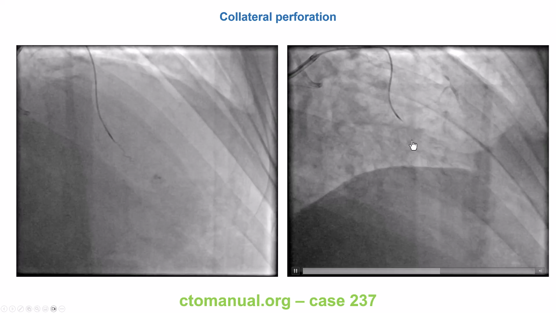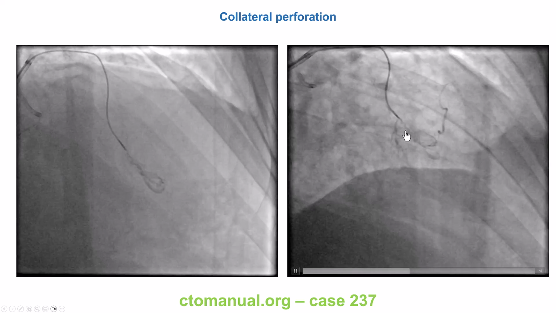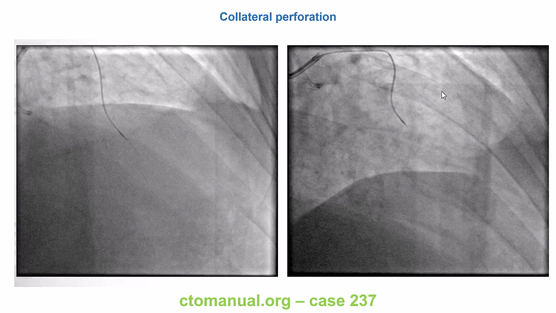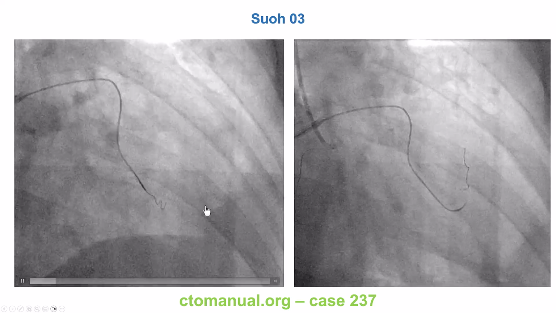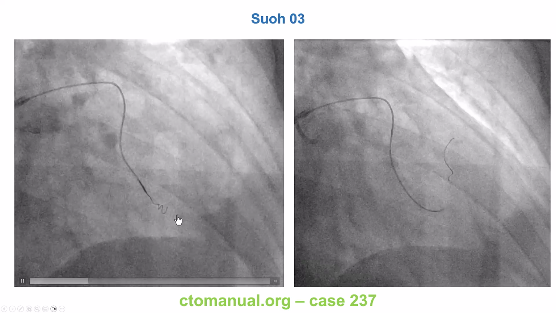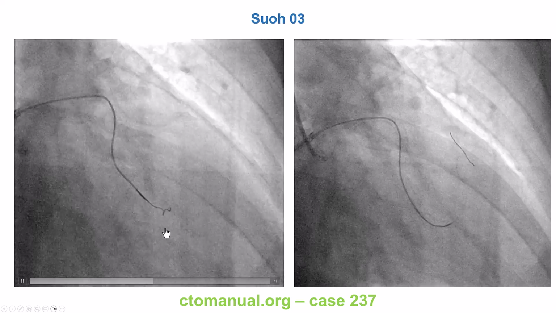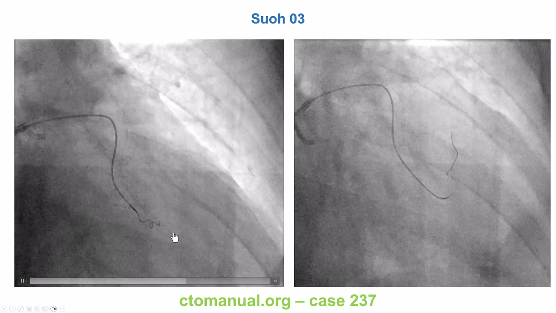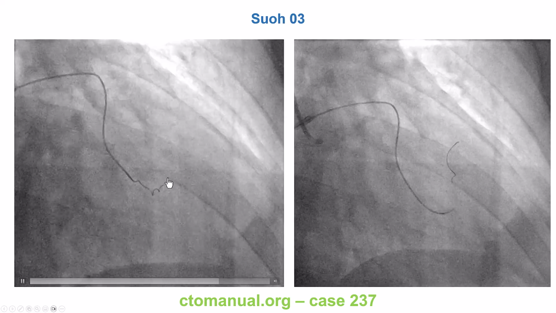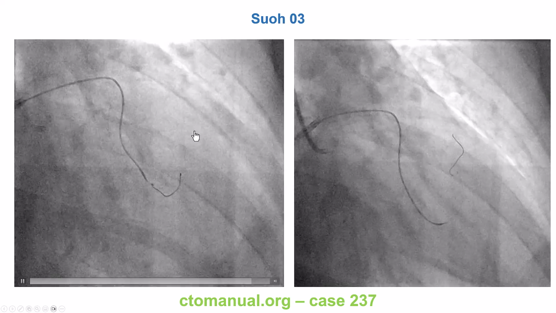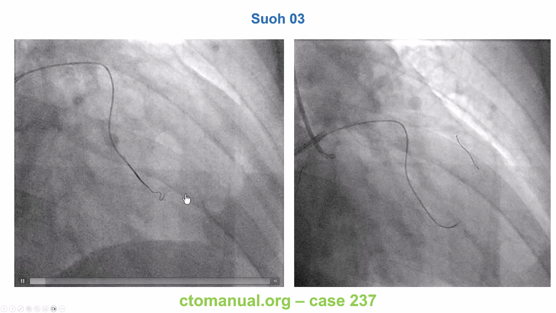But in this particular case, we could still see the connection going to the LAD, and using the SUO3, which is again a very soft atraumatic guide wire, we were able to negotiate a different pathway for this septal branch, and we were able to get it to go towards the LAD.